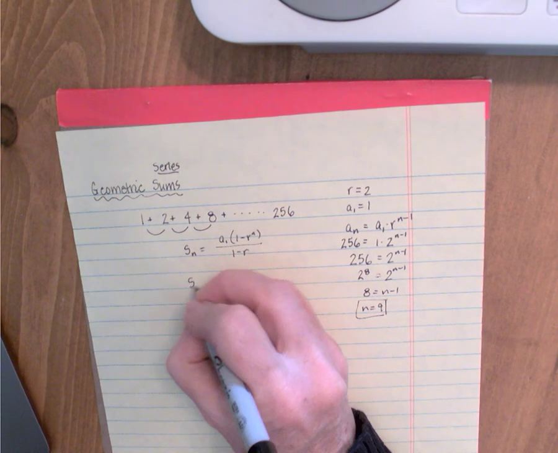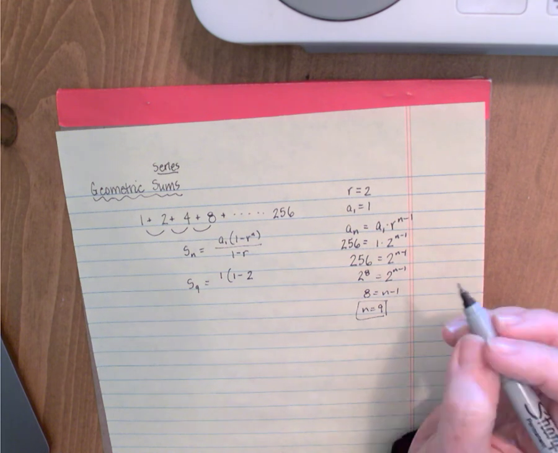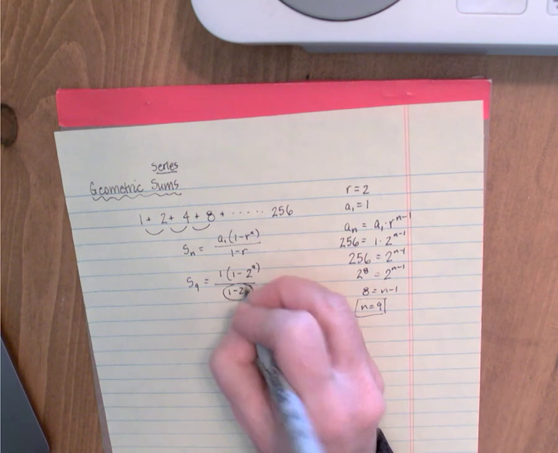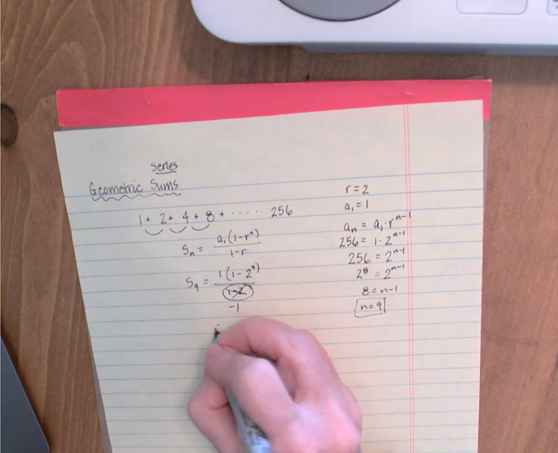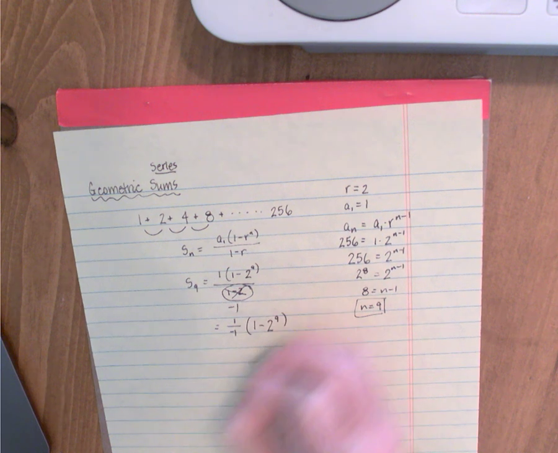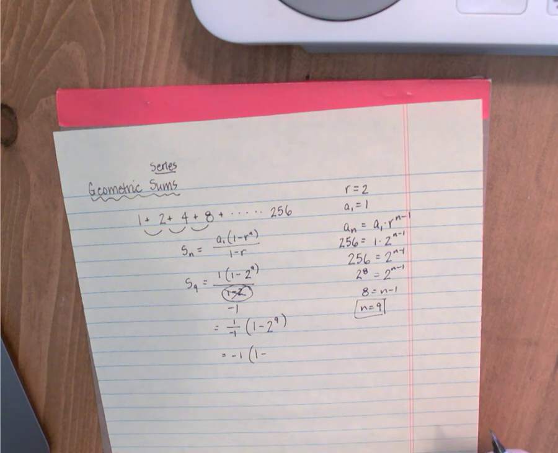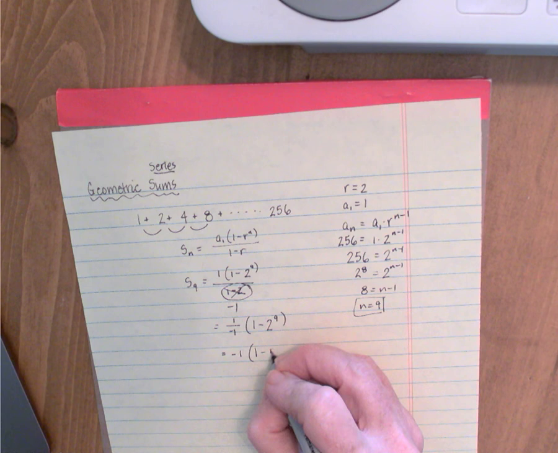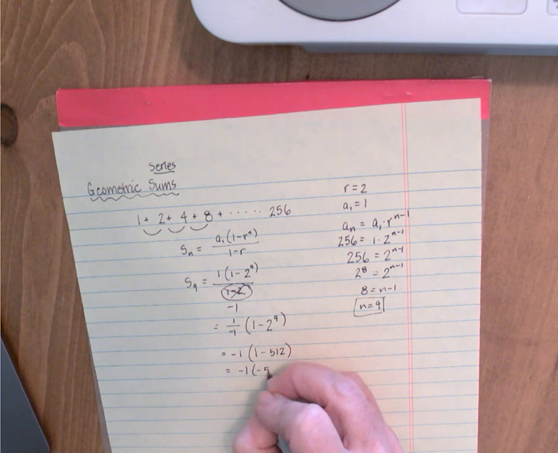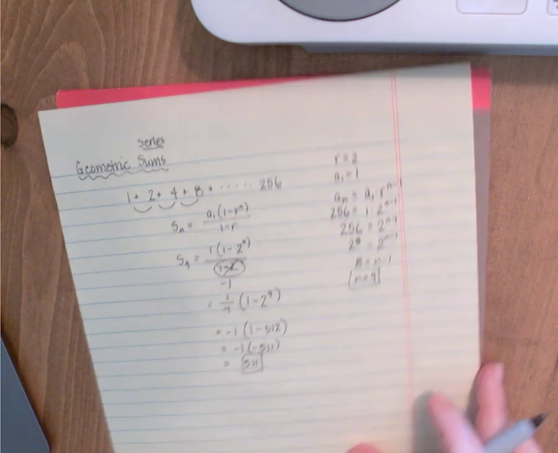But now we can find the sum of those 9 terms. It's going to be 1 times (1 minus 2 to the 9th) over 1 minus 2. 1 minus 2 I can just write as negative 1. So this is going to be 1 divided by negative 1. I'll pull that out. 1 minus 2 to the 9th, and 2 to the 9th is 512 on my calculator, which is going to give me negative 1 times negative 511, so that's going to give me 511 as my sum. Okay, so that's stuff that you know.